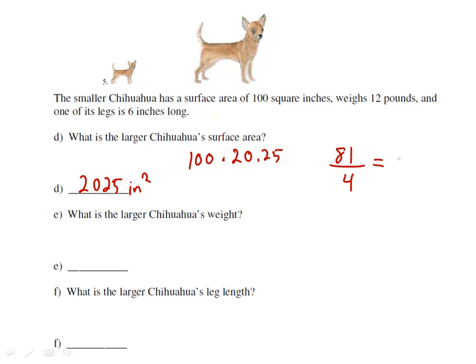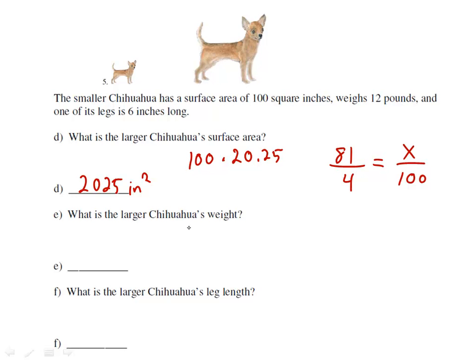And we have the smaller one here. So then you get the smaller Chihuahua on the bottom. Okay, and you can cross multiply and solve that. 2,025 inches squared. You'll get that either way.